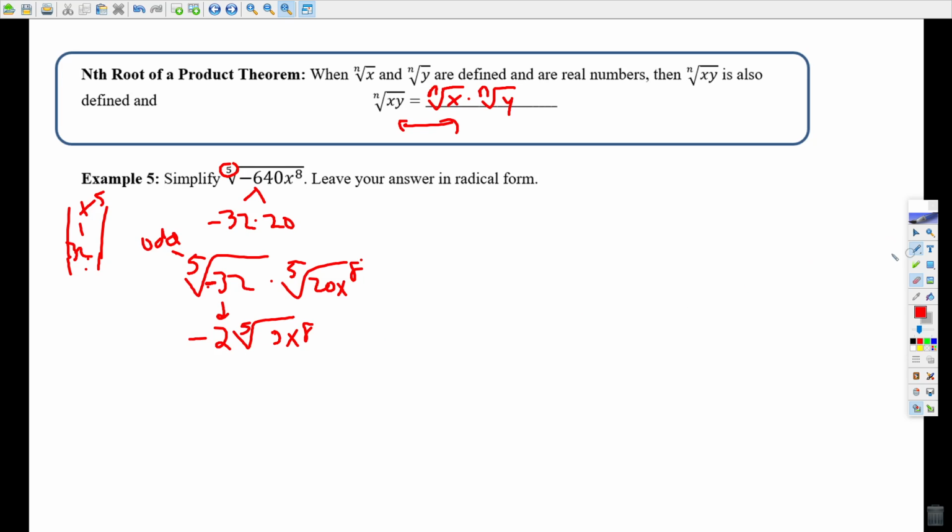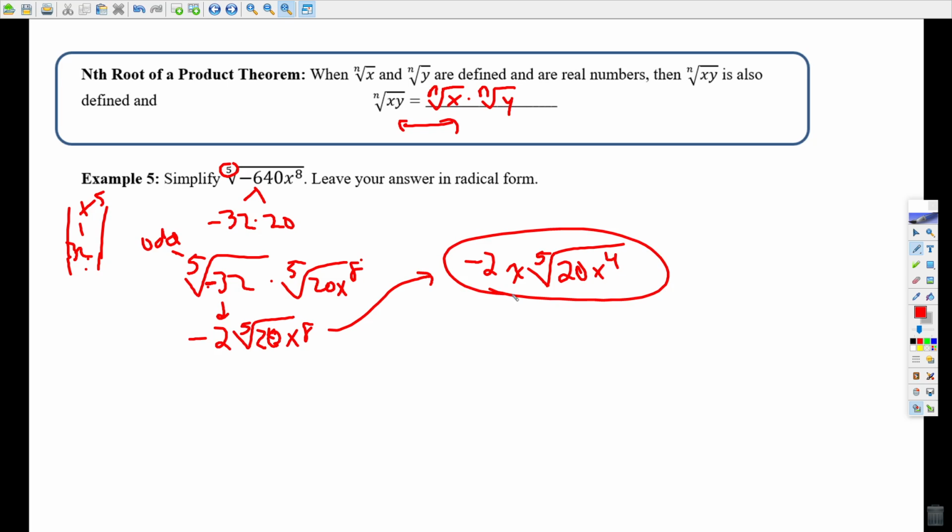And we're not really done because we haven't talked about the variable x. So we can ask ourselves, how many times does 5 go into 8? That is 1 time, so we are going to get an x out of this. So this will be negative 2x. So 1 comes out, and think about how many are left over. The 5th root of 20 x to the, well, if we took out a 5, there's going to be 4 left. And that would be your answer.